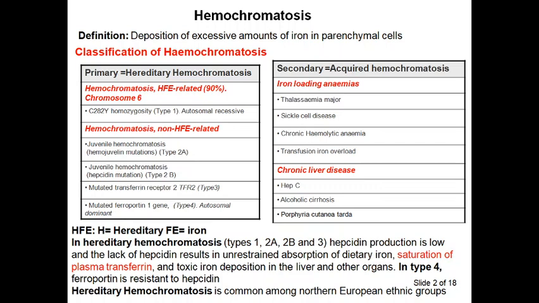The fourth type, or type 4 hereditary hemochromatosis, results when there is mutation in the ferroportin gene. Such mutation will make the ferroportin resistant to the binding of hepcidin, and as a result it will not be degraded, with excessive absorption and release of iron.